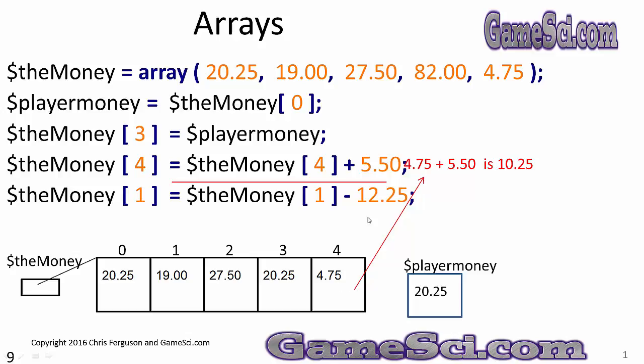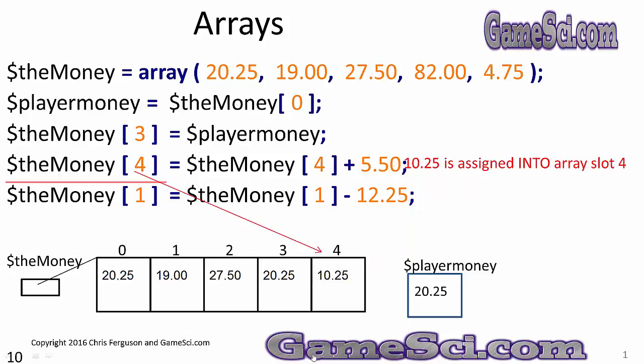I'm going to pull that 4.75 out. I'm going to add this literal 5.50 to it and get 10.25. What am I going to do with the 10.25? I'm going to assign it back into position 4 of the array. So after doing the calculation, 10.25 is assigned into array slot 4. And you can see the 4.75 that used to be in that position has been replaced by 10.25.